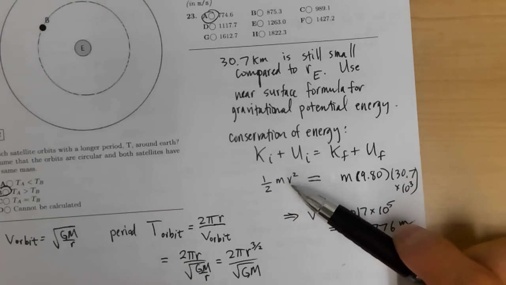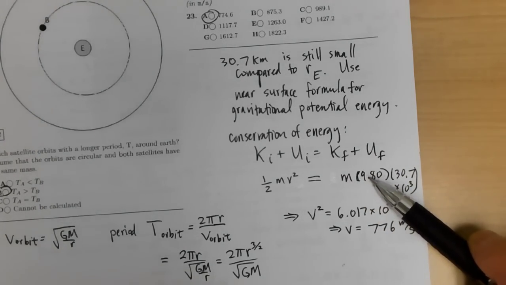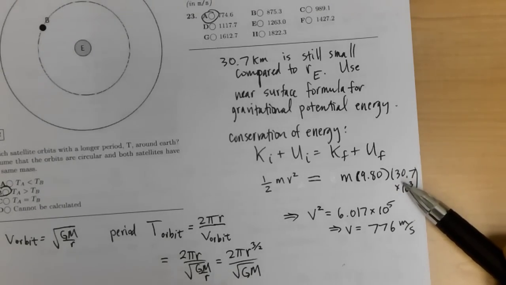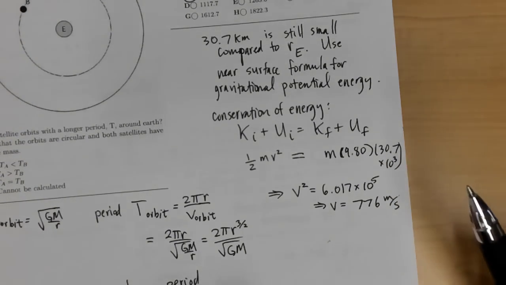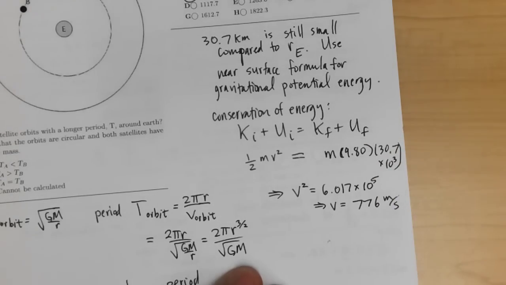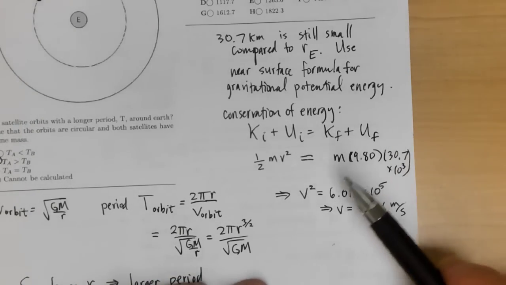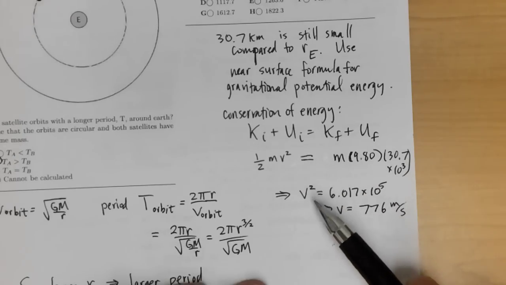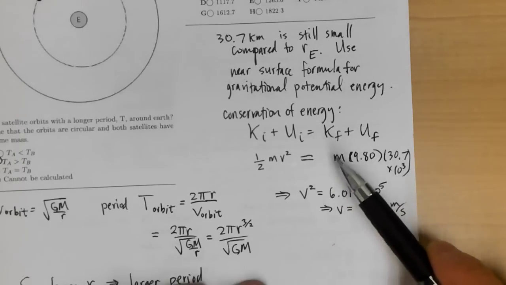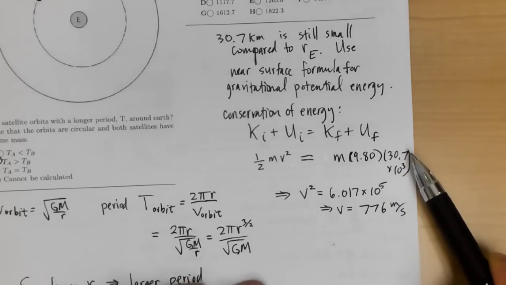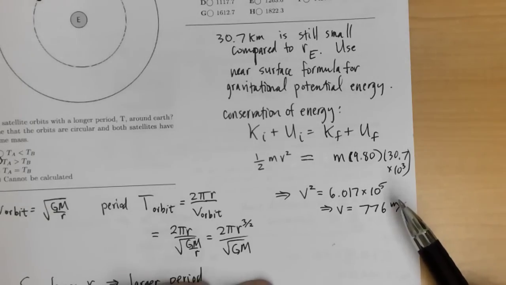So we have 1/2 mv squared, and that's equal to the final potential energy, m times 9.80 times 30.7 times 10 to the third. So I'm converting the kilometers to meters here with the 10 to the third. This is Uf, the gravitational potential energy on the surface of the Earth at a height of 30.7 kilometers. So now I solve for v. The m's drop out. We get 6.017 times 10 to the fifth when I multiply 2 times 9.80 times 30.7 times 10 to the third. Taking the square root gives me 776 meters per second.